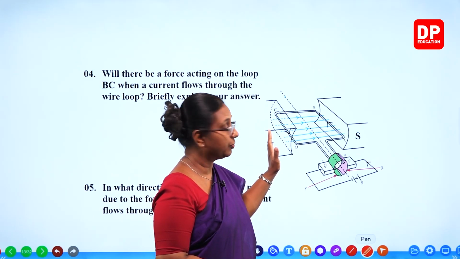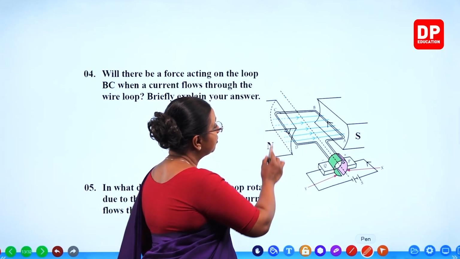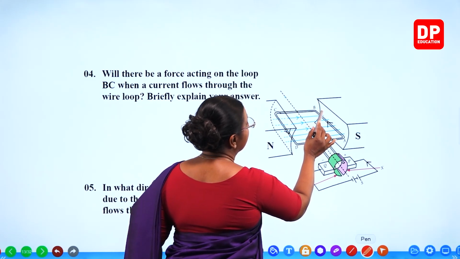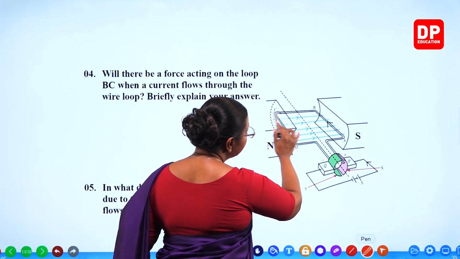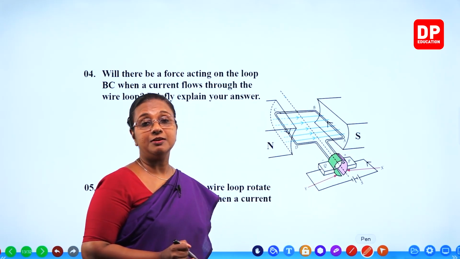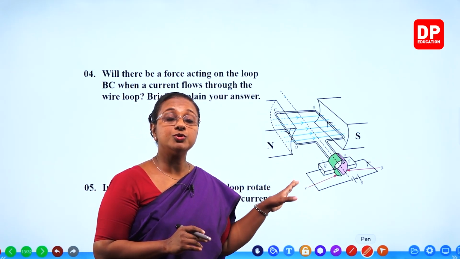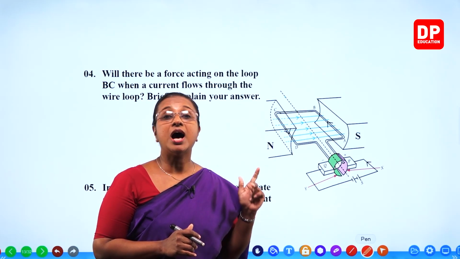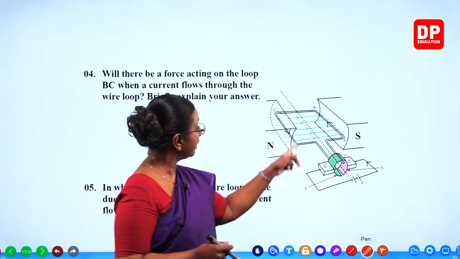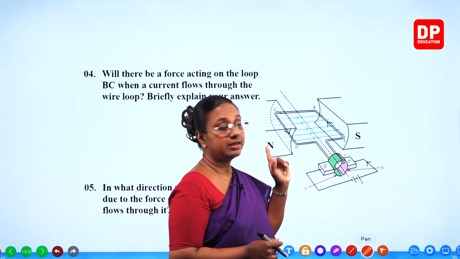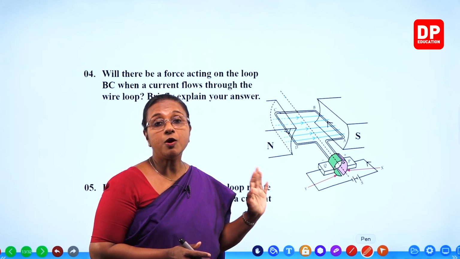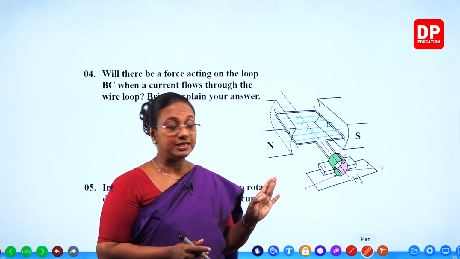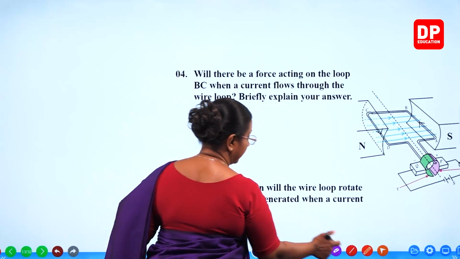So this has to be the north pole and that has to be the south pole. Now that is this direction. When current flows from B to C or C to B, there again that direction is parallel to the magnetic field. Now you all know for the force to act, the magnetic field, direction of the current flow and the force are perpendicular to each other. Here the conductor and the magnetic field are parallel. Because of that, there is no force acting on BC. Is that clear, students?